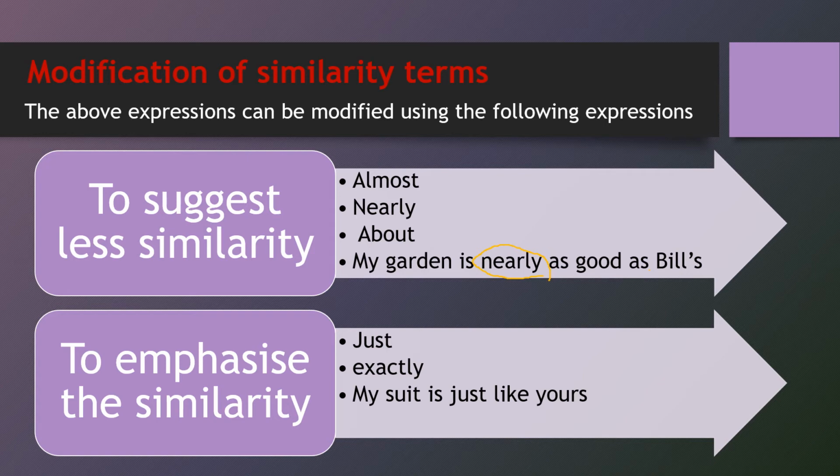If you want to weaken the similarity in this example, we can use one of these tools. For instance, my suit is nearly like yours, which means it's not that close or not that similar to yours. So you've got either almost, nearly, and about to lessen the similarity. And on the other hand, if you want to emphasize the similarity, you would use just and exactly.